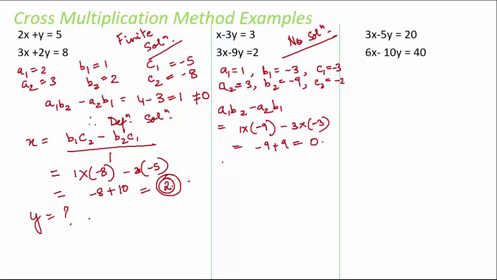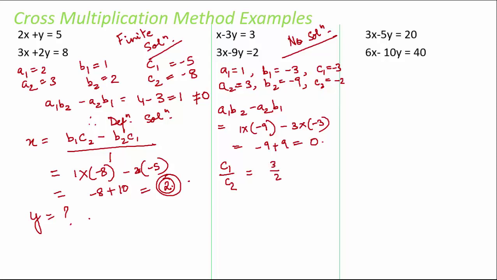Now here, that means we have arrived in the second case where a1 by a2 is equal to b1 by b2. Whether it has no solution or infinite solutions, to identify that we have to see whether a1 by a2 is equal to b1 by b2 is also equal to c1 by c2 or not. Right? So let's calculate c1 by c2 in this case, which is equal to 3 by 2.